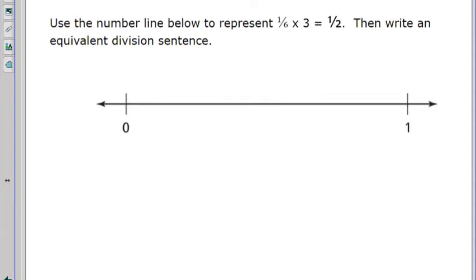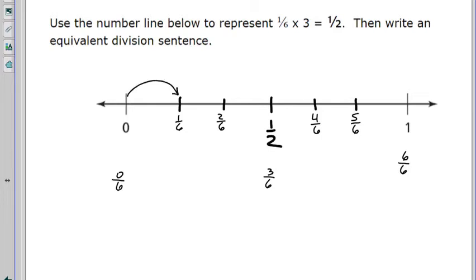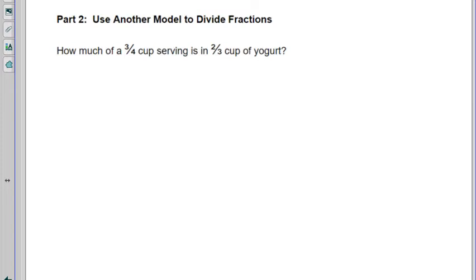Okay, now we can also use a number line for this, and I'm going to use my number line to represent 1/6 times 3 equaling 1/2 and see if this can be reversed. So I've broken my number line up into sixths, and here is 1/6. There's one group, 2 groups, 3 groups of 1/6 indeed gives me 1/2. So there we go.